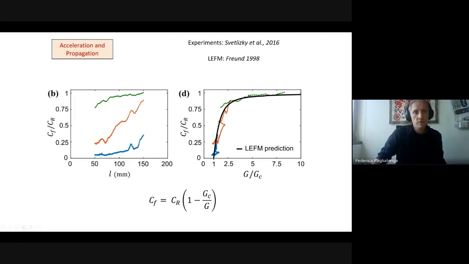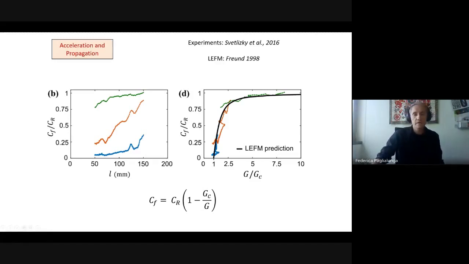So the blue curve is at low normal stress, the red one is intermediate, and the green one is a higher normal stress. If you increase the initial stress, the initial energy available tends to accelerate the rupture front, so you propagate faster for a shorter crack length. And you can see on the right panel that if you normalize the value of the energy release rate that you invert from LEFM by the initial value of the fracture energy, you collapse all the curves. So you can predict from linear elastic fracture mechanics the acceleration of the rupture front during its propagation.